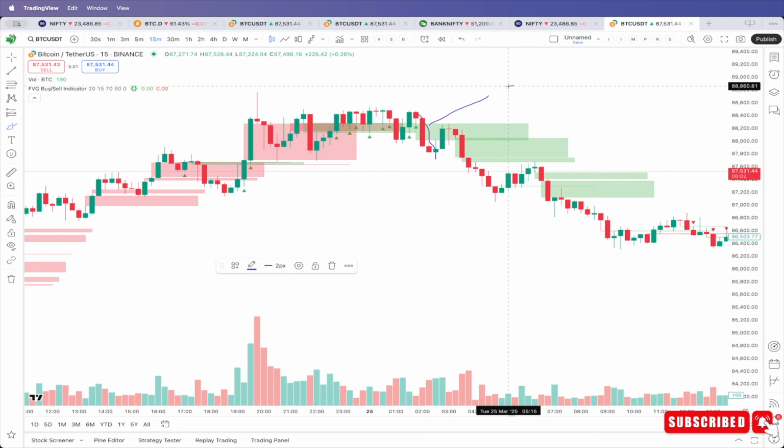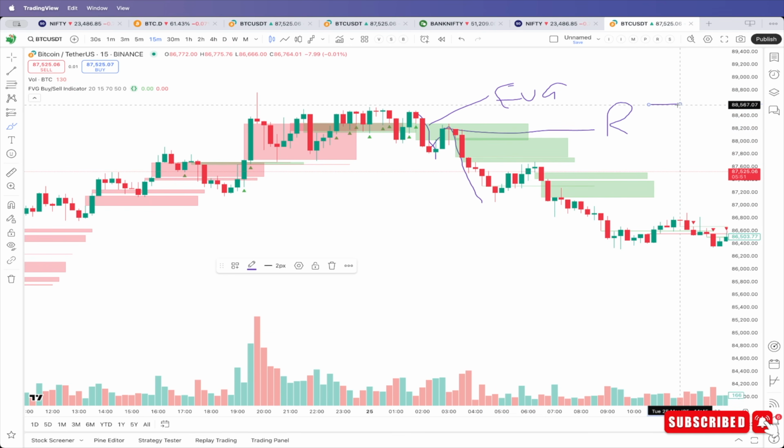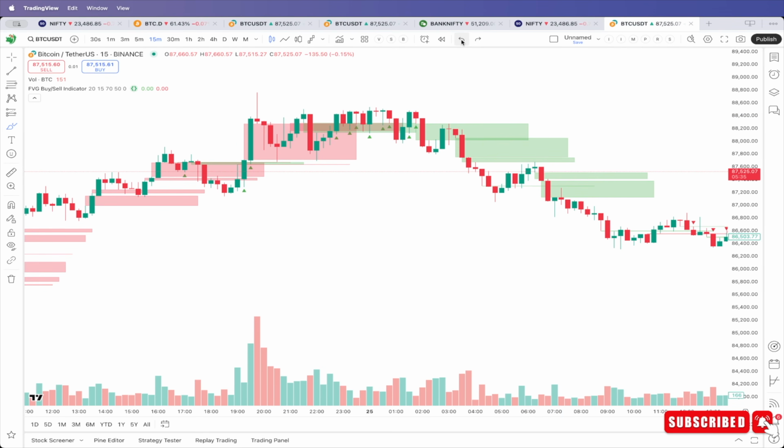Here FVG was created, and then this was the retest. So that was the retest, and this could be the sell. The freshers, or I would say the people who are new to trading, can rely on the signals, but those who are experienced enough and know the concepts pretty well can consider the FVG gaps as well. So that's more about the indicator.